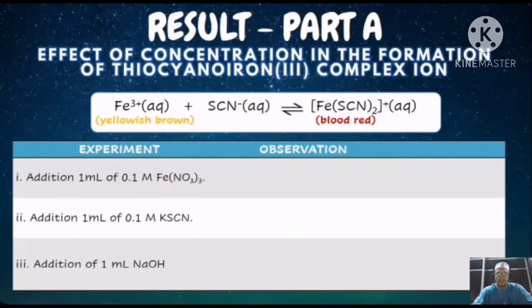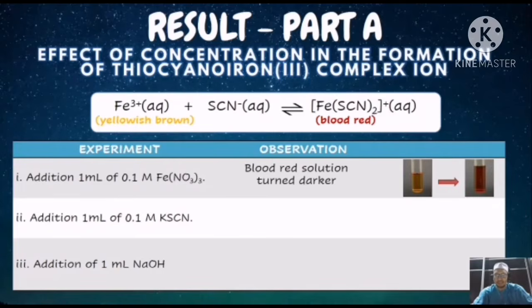Result: effect of concentration on the formation of thiocyanoiron(III) complex ion. Iron(III) ions are yellowish. When they react with thiocyanate ions, they produce the thiocyanoiron(III) complex, which is blood red. In our experiment, when we add 1 ml of 0.1 molar iron nitrate, our observation is that the blood red solution turns darker. Look at the picture.